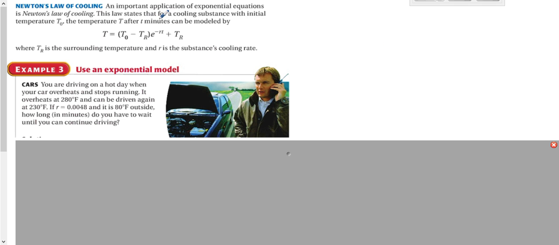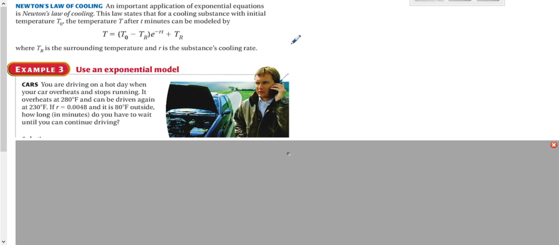An important application of exponential equations is Newton's law of cooling. This law states that for a cooling substance with the initial temperature T sub 0, the temperature T after t minutes can be modeled by T is equal to the quantity T sub 0 minus T sub R times e to the negative rt power plus T sub R, where T sub R is the surrounding temperature and r is the substance's cooling rate. All right, that is quite a lot of function. That is a function with quite a lot of variables in it.